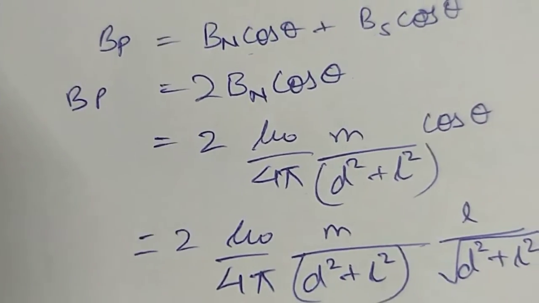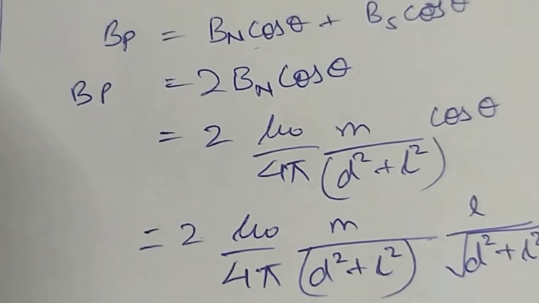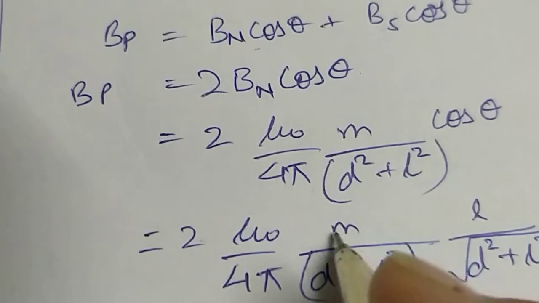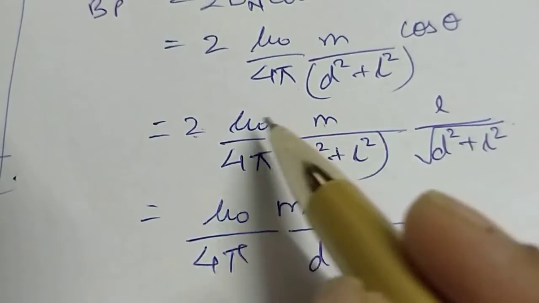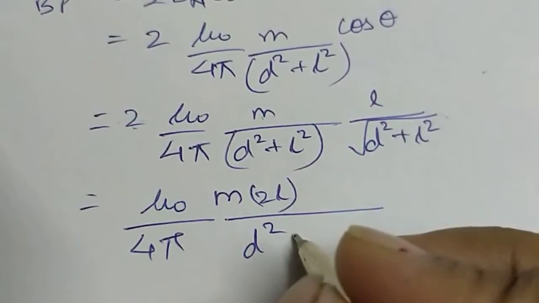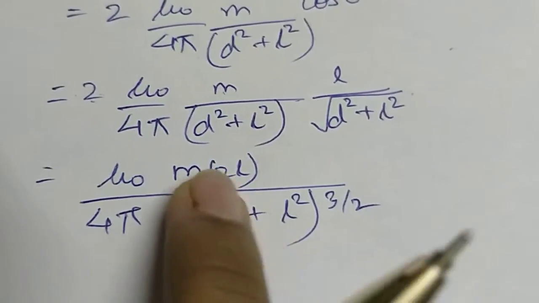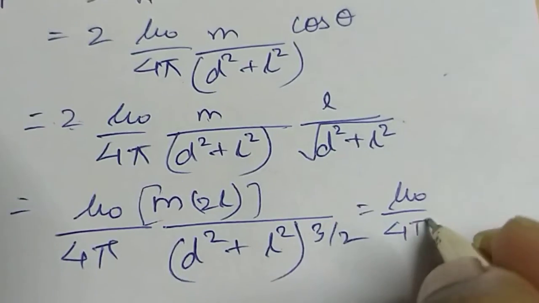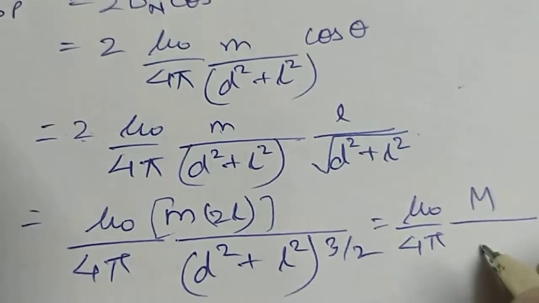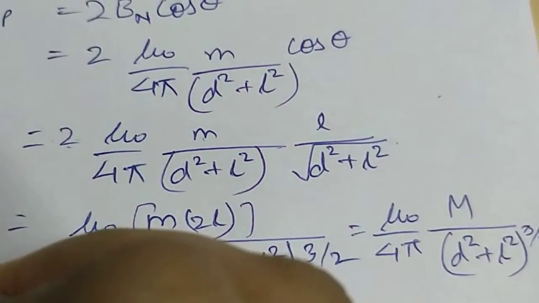On clubbing, mu naught by 4 pi, m 2l, divided by d square plus L square, combined, raised to power 3 by 2. This m 2l is the magnetic dipole moment, so I can replace it with mu naught by 4 pi, capital M by d square plus L square raised to power 3 by 2. This is the magnetic field BP along the equatorial line.